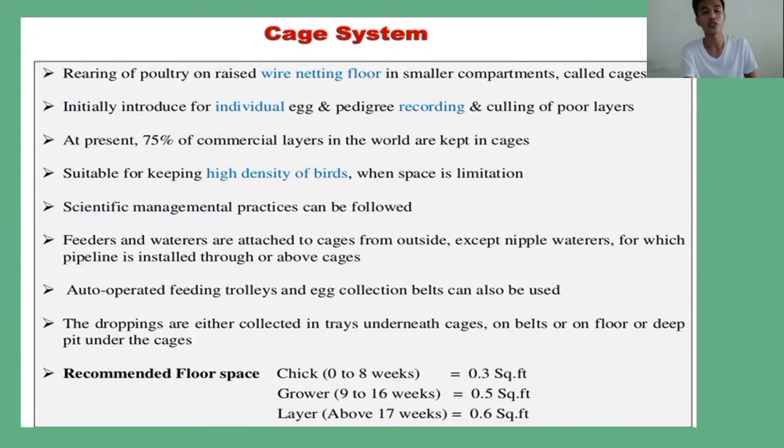Feeders and waterers are attached to cages from outside, except nipple waterers, for which a pipeline is installed through or above the cages. Automatic feeding trolleys and egg collection belts can also be used. The droppings are either collected in trays underneath the cages, on belts, or on the floor or a deep pit under the cages. The recommended floor space for chicks 0 to 8 weeks is 0.3 square foot. For growers 9 to 16 weeks, 0.5 square foot, and for layers above 17 weeks, 0.6 square foot.